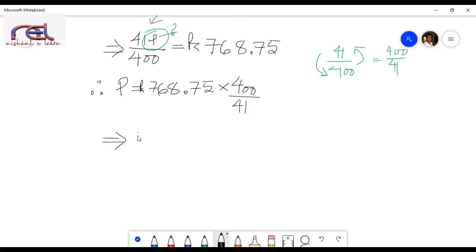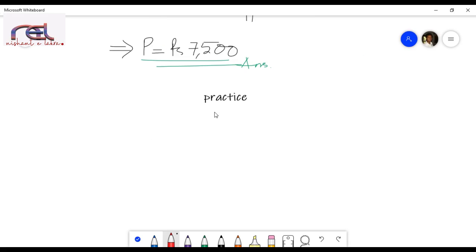That is, P will be equal to rupees 7,500. When you simplify it, you will get principal as 7,500 rupees. So this is the answer. I hope you have understood it. You can just see it again to understand it better.